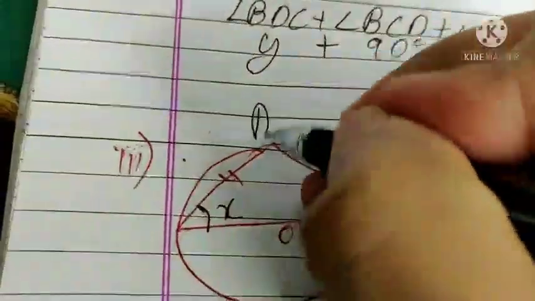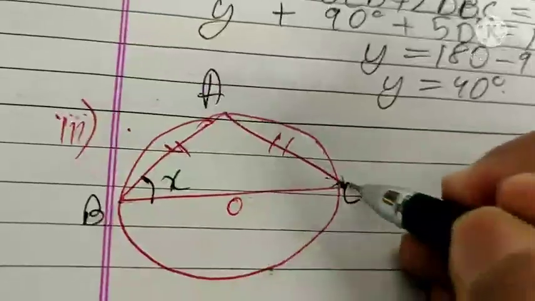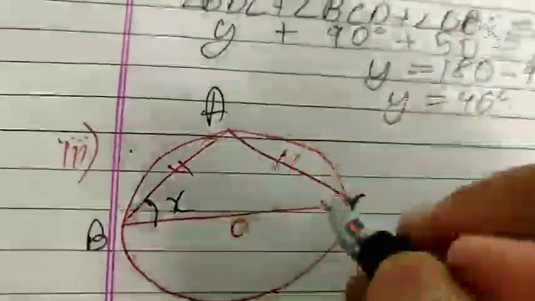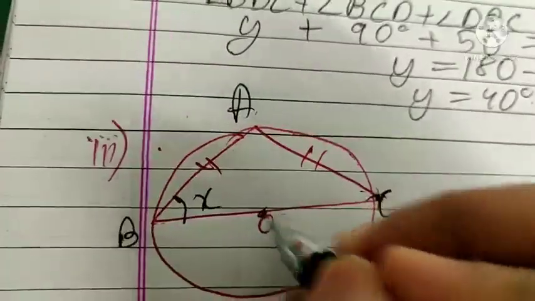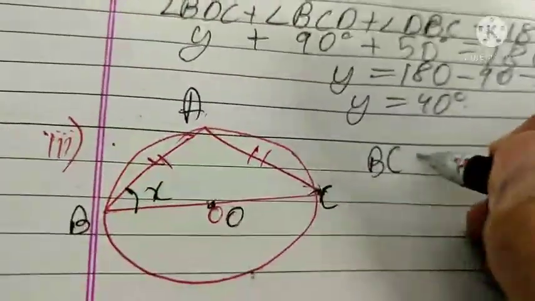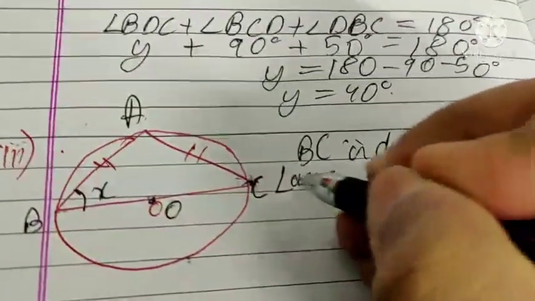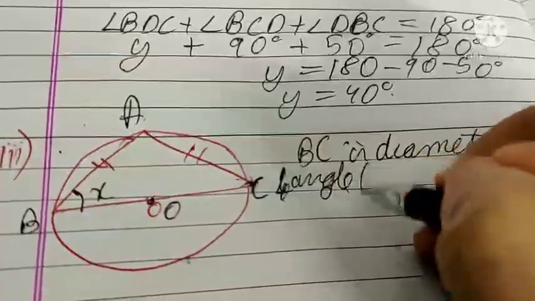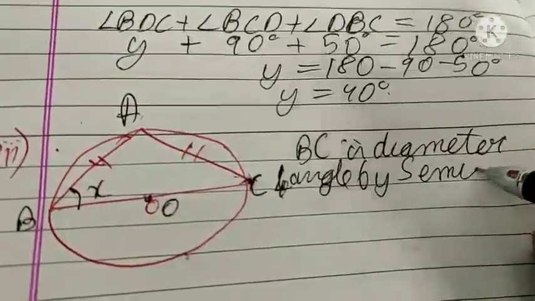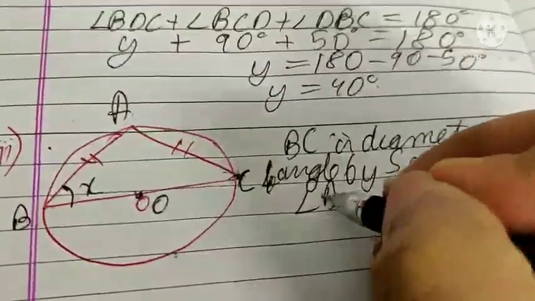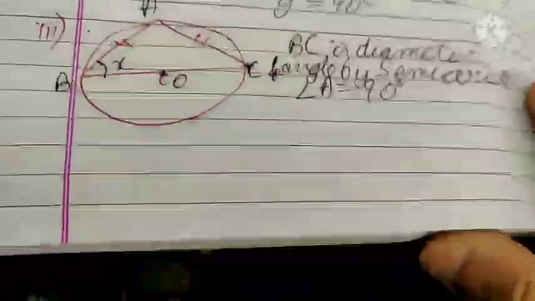Here we will name it A, B, C. Here it says that BA is equal to AC and this is center O. Means if we see this BC line passing through O, that is BC is the diameter. So the angle formed by a diameter is 90 degrees, the angle in a semicircle. That is, angle A is equal to 90 degrees. Okay, here angle A is given as 90 degrees.